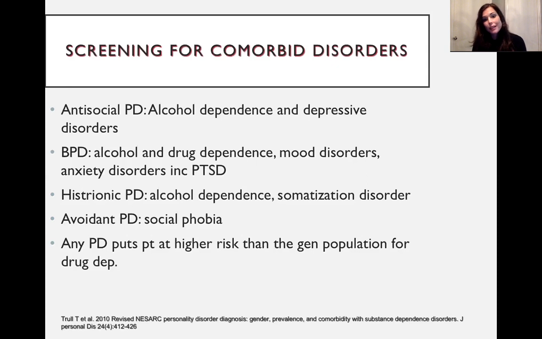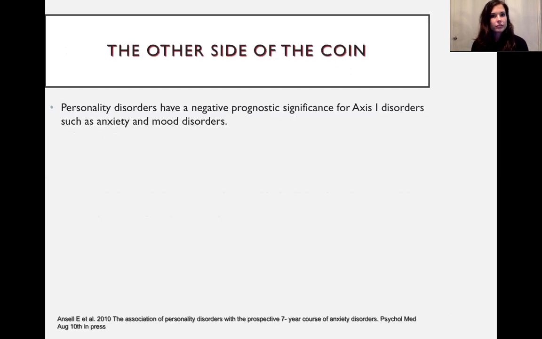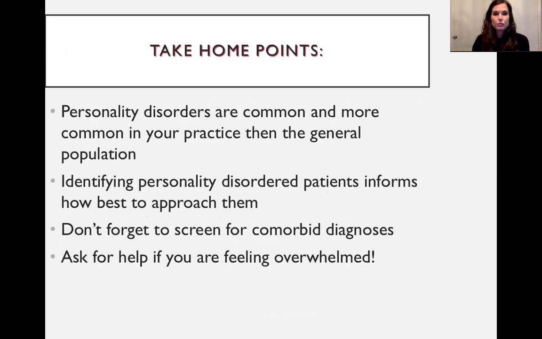And then social phobia could be compounding avoidant personality disorder. You want to try to rule that out. Those could be differential diagnoses, or they could be concurrent. And any personality disorder puts the person at higher risk than the general population for drug and alcohol dependence. So you want to be aware of that as well. The other side of the coin is that personality disorders have a negative prognostic significance for axis 1 disorders such as anxiety and mood disorders. So a lot of times it is just going to be the personality disorder that you're focusing on as opposed to the other comorbid disorders.